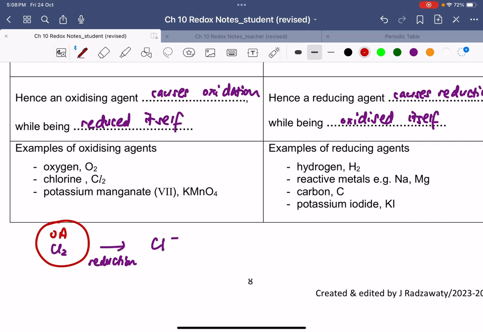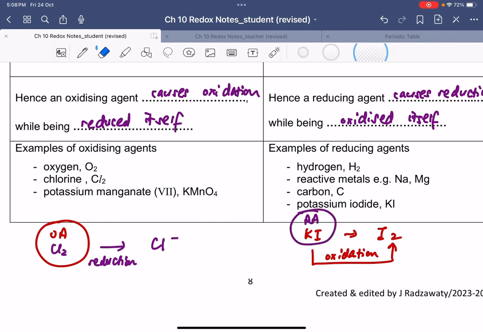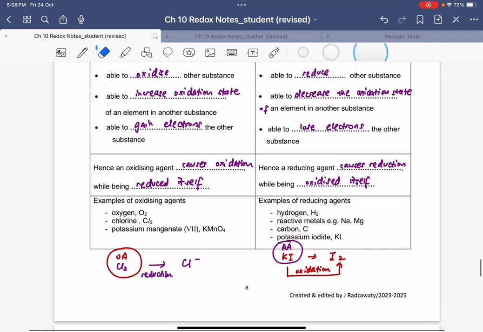If this is your iodide, for example potassium iodide, iodide to iodine gas, it is an oxidation process, but itself is a reducing agent that reduces the second party, not itself but the second party. So this definition is important, and you are required to remember the examples of oxidizing agent and examples of reducing agent.